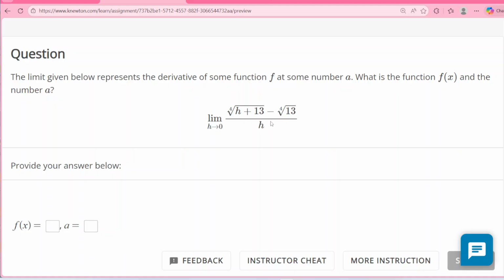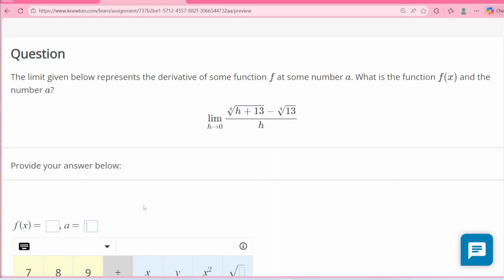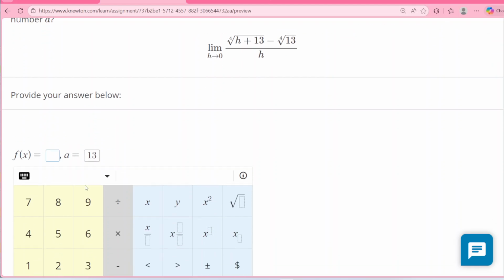Same thing here, right? This would be the 4th root of x, but notice how they plug in 13 plus h, plus 13. So the value we're starting at is 13. That's the a. So the value at 13 needs to be the 4th root of 13, and the value at 13 plus h is this 4th root of 13 plus h.